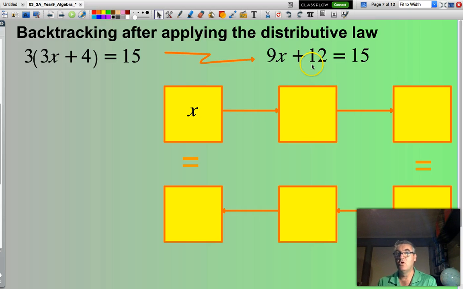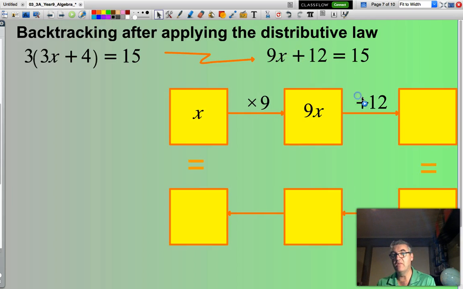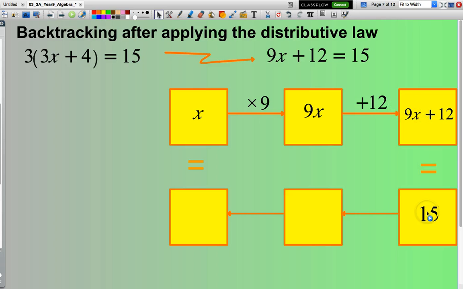Now, if I now apply backtracking, I know that I'm trying to solve for x. First thing I do to x is multiply by 9. That will give me 9x. Then, to that 9x, I add 12. That gives me 9x plus 12. Now, that is exactly what's on the left-hand side of the equal sign, and I know that equals 15.